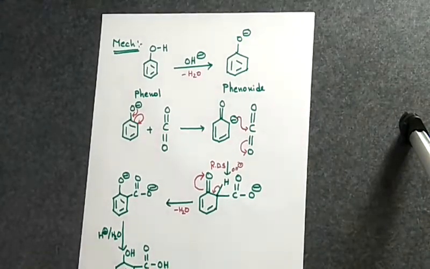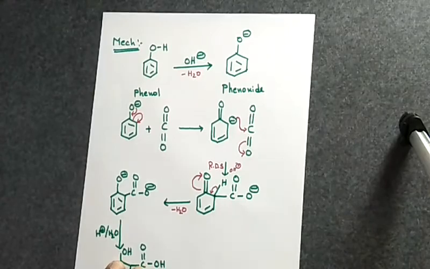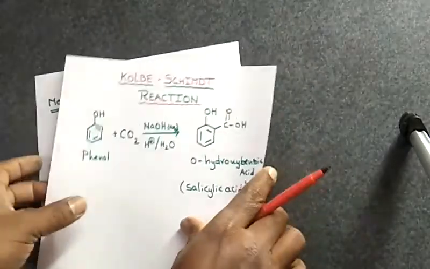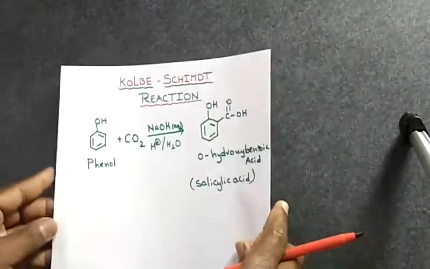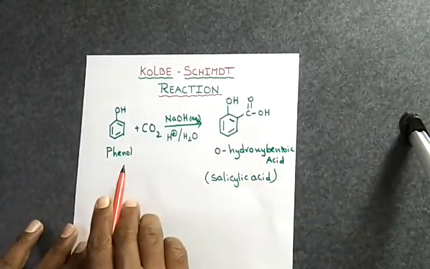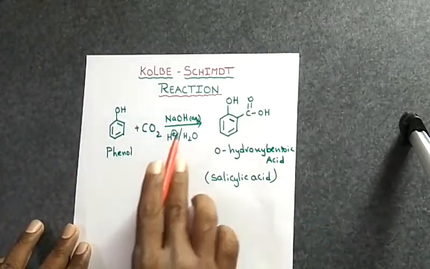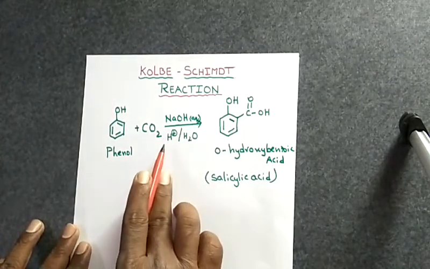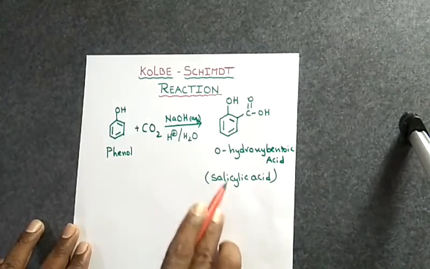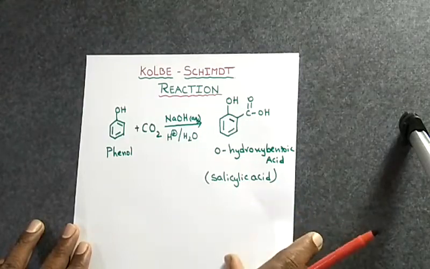This is the Kolbe-Schmitt reaction, in fact. So what is the Kolbe-Schmitt reaction? I am giving you a simple recap. When phenol is treated with carbon dioxide in the presence of an aqueous base, followed by treatment with diluted acid, it produces salicylic acid.